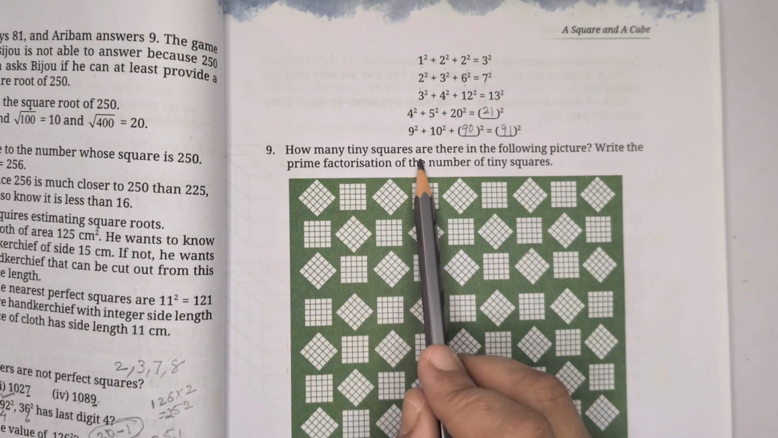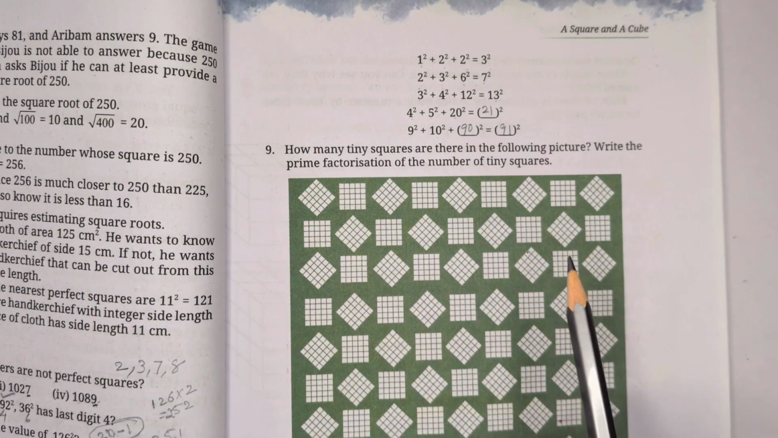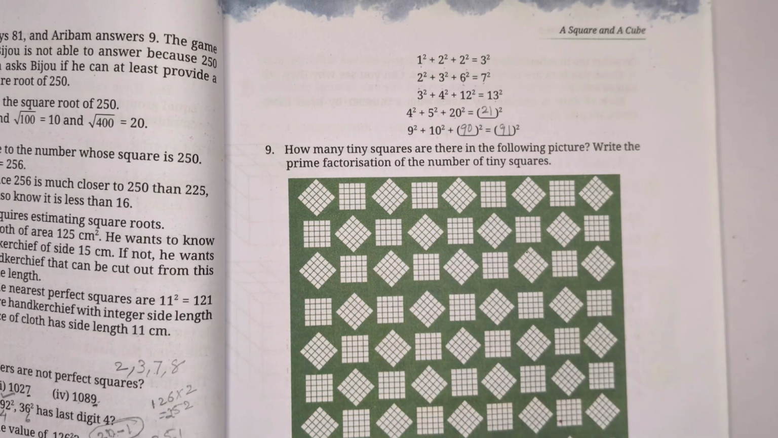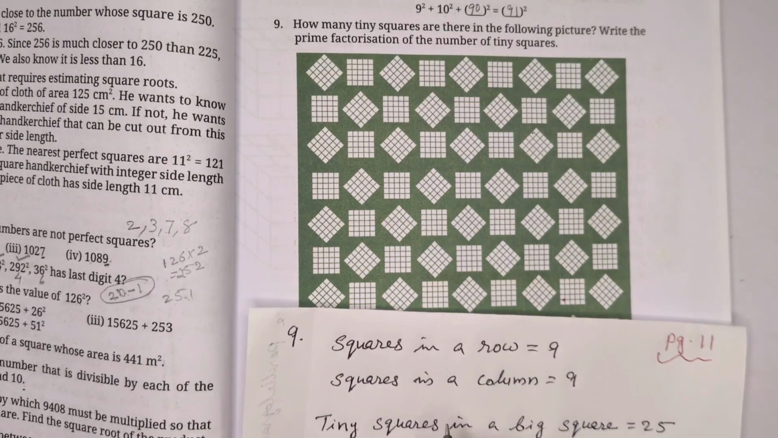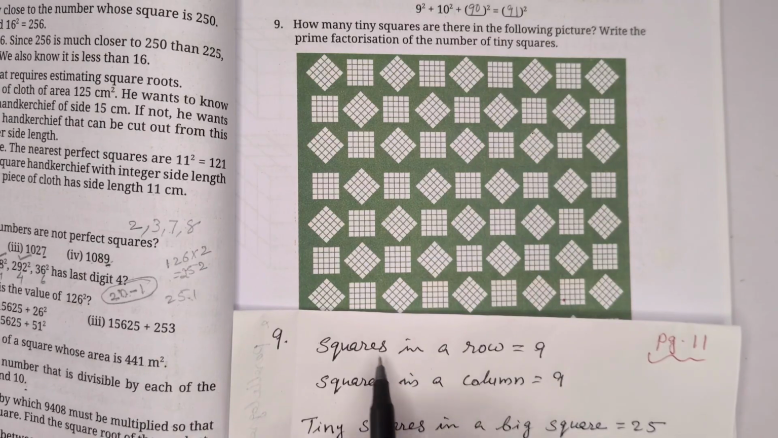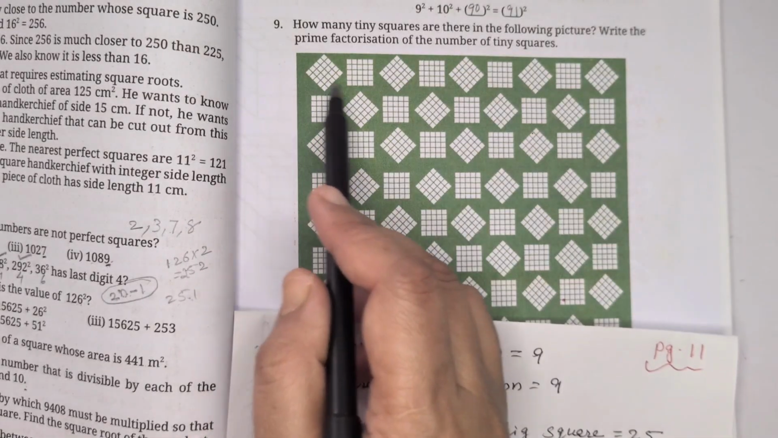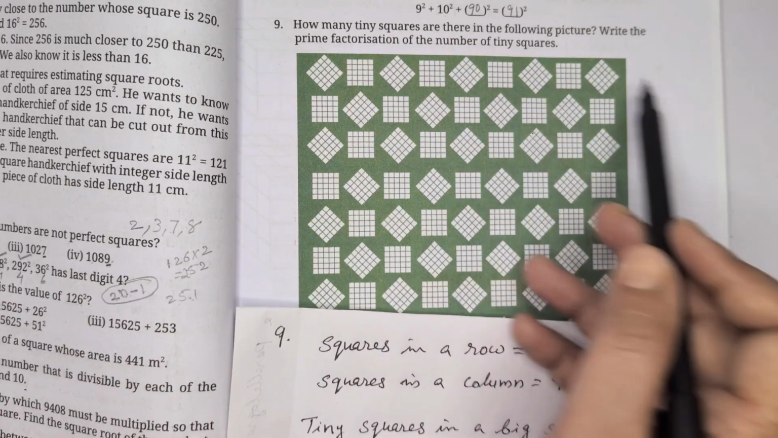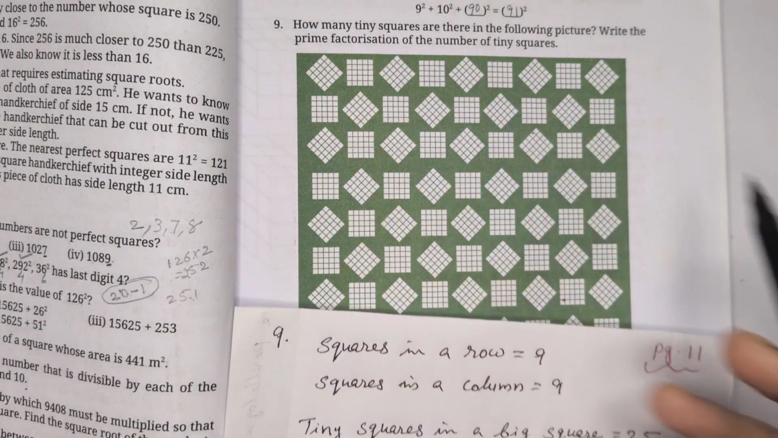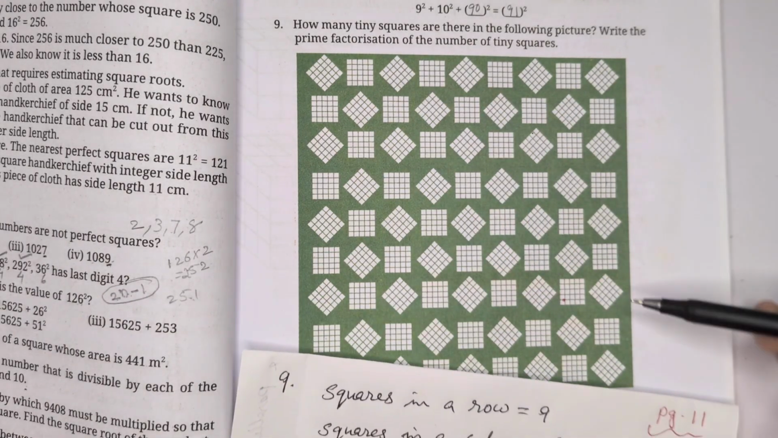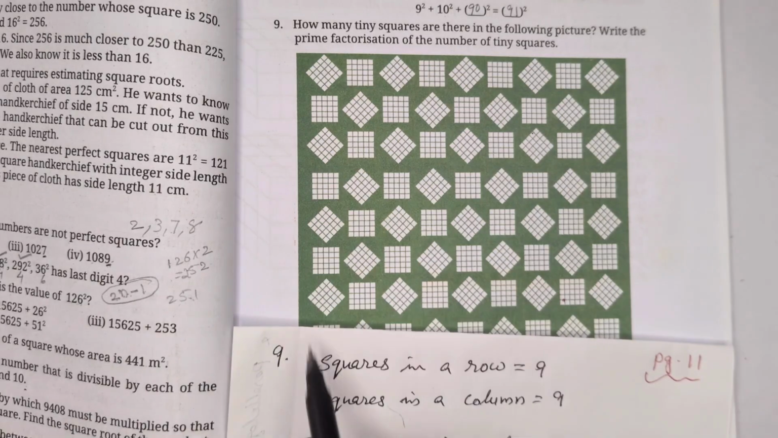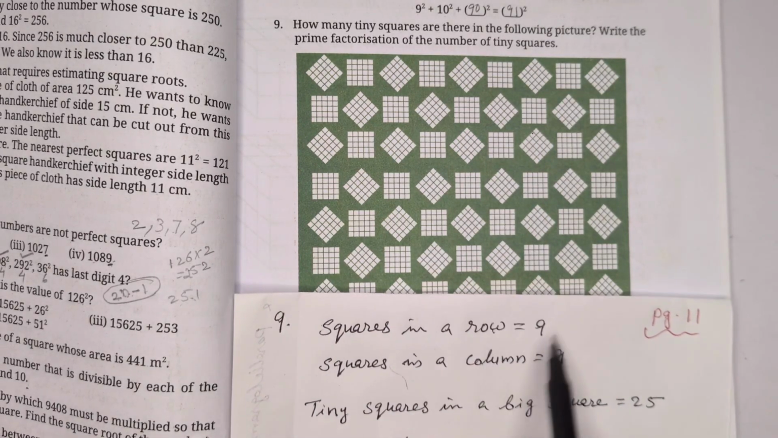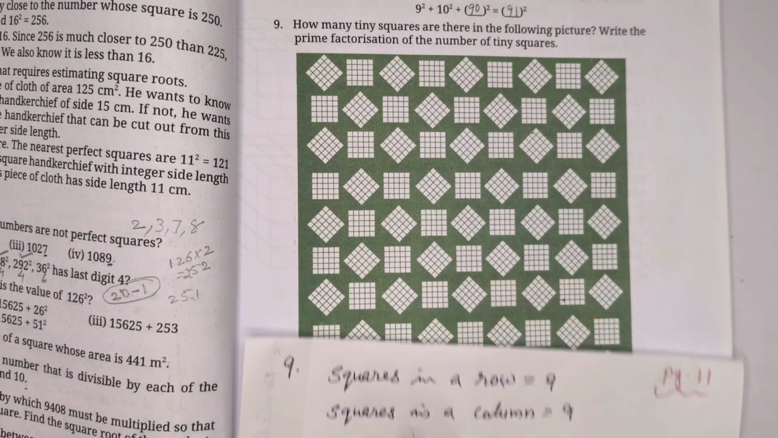Now how many tiny squares are there in the following picture? Try the prime factorization of the number of tiny squares. So we can write the squares in one row. Here we can see 1, 2, 3, 4, 5, 6, 7, 8, 9 in one row. In the same way, in one column also 9 squares. So in a row 9 squares, in a column also 9 squares.